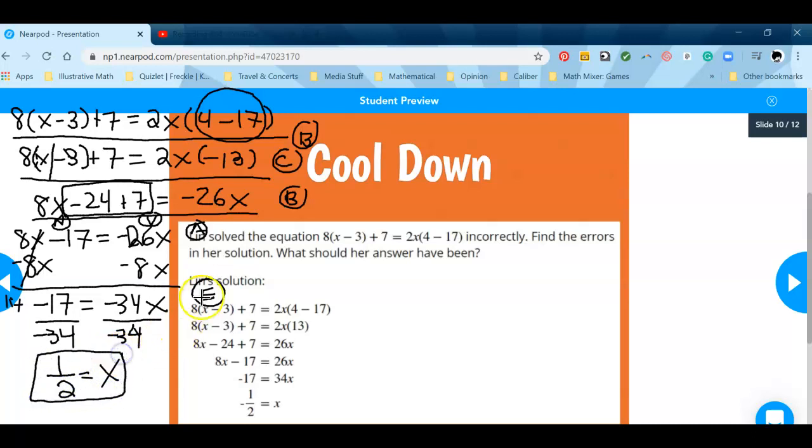You can see her mistake, a little mistake, and see how she kind of fixed that. So B, C, B, A, E there. All right, hope that helps you out.